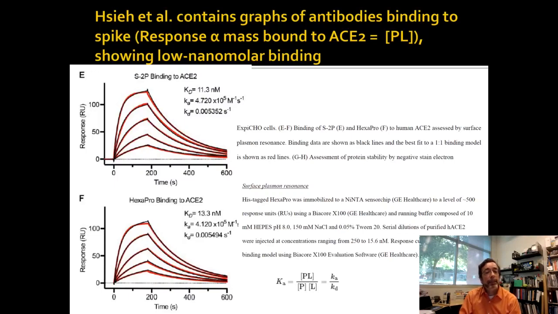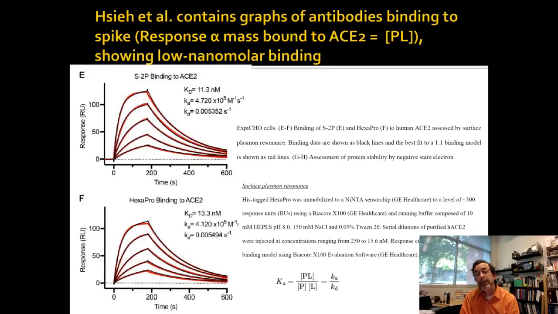And you see that both of them give nice big red lines that go up, and they are giving good responses. And so actually you can get the big KD, which is 11 nanomolar for the top example, 13 nanomolar for the bottom example. Remember, that's pretty tight. These antibodies work well.